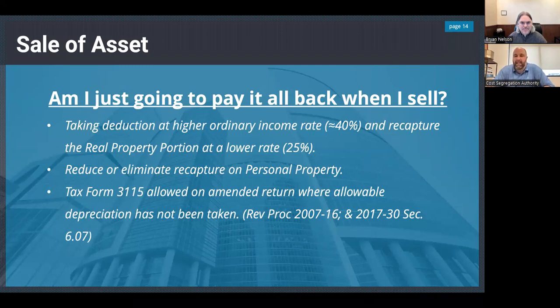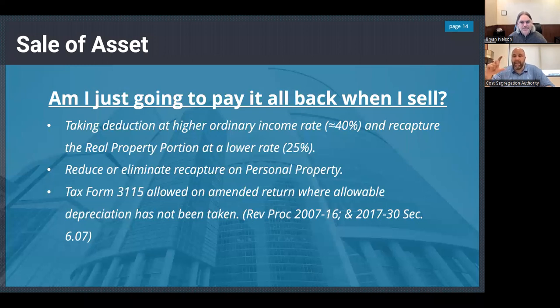So the whole idea behind cost segregation is there's a rate arbitrage between taking your deduction today against your ordinary income. The highest federal ordinary income rate is 37%. Take that deduction at 37%. If and when you sell the asset, you pay back some of it at a lower rate at a future date and save the spread. So the recapture rate is 25% and the capital gains rate is 20%. So if I'm taking the deduction at 37%, paying it back at 20%, I'm saving that 17% spread.